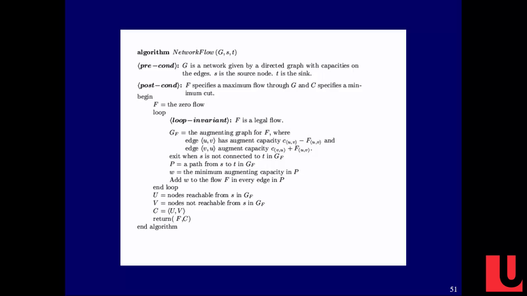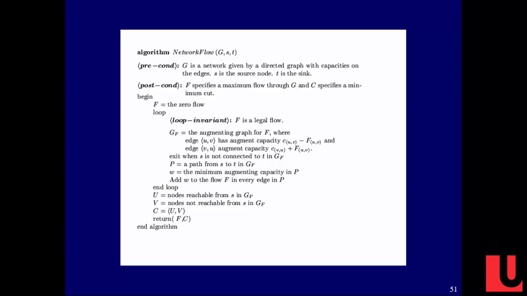And then what do we do? We build our augmentation graph, given our current flow. And how does the augmentation graph change? Well, the amount you can flow from U to V is the capacity from U to V minus the current flow, right? And then the augmentation from V back to U, right, is you can undo the current flow from U to V and then the capacity in the other direction. All right.